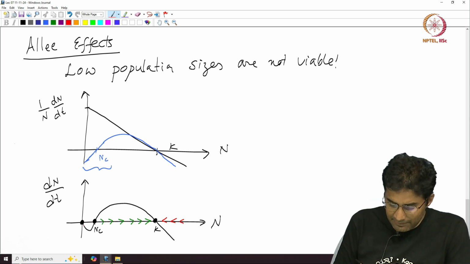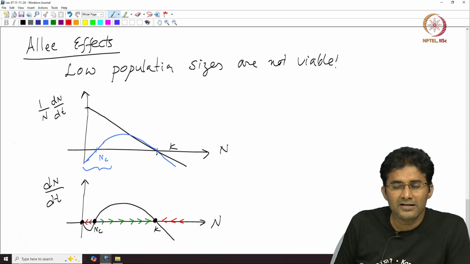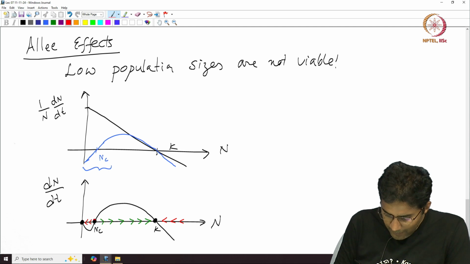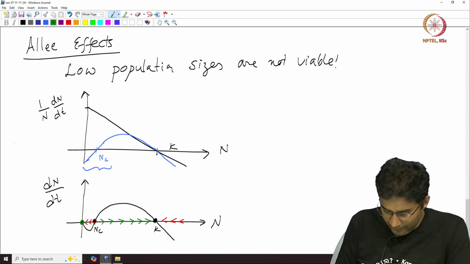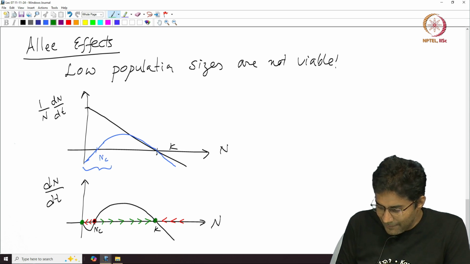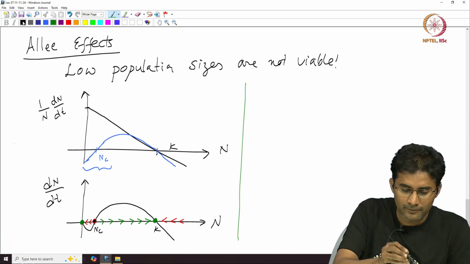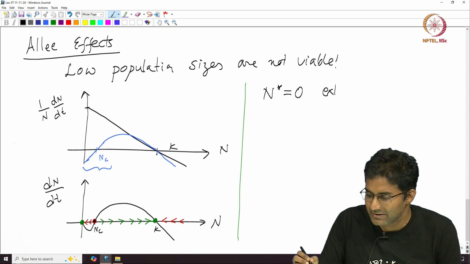And interestingly, between 0 and NC the growth rate is negative. Therefore, if I start the population in this window between 0 and NC, the population will actually decrease in size and will reach 0. So this intermediate point is now the unstable point, whereas both the 0 equilibrium and the carrying capacity equilibrium are stable. So in the Allee effect, population size 0, which is basically extinction, is stable.